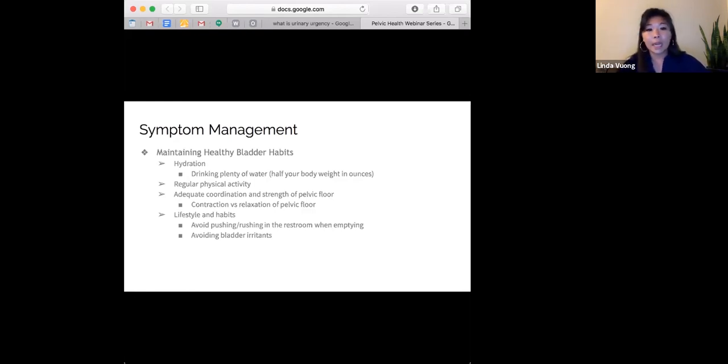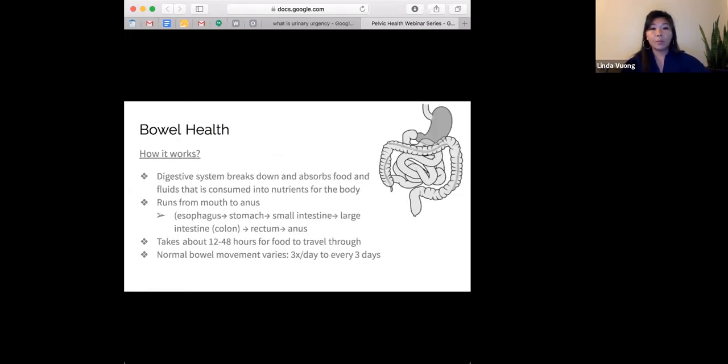Lifestyle habits. Avoid pushing and rushing in the restroom when emptying, and also avoid bladder irritants. Those are two very big ones to start with. So next we'll move up to bowel health. How does the bowel actually work?